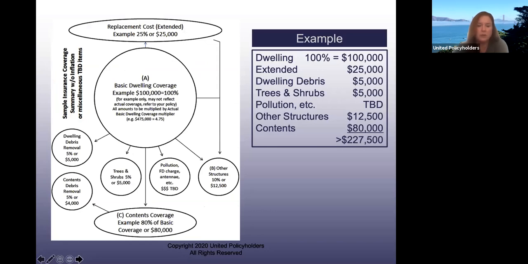This is just a little example of all the different buckets that you have, and we do talk about buckets. It's just sort of an easy way to do it. And there is, I believe, some legislation going on about combining your buckets, but unfortunately, it's probably not going to be retroactive. So for your purposes right now, this would be how it would be. This would be your basic coverage A. This would be your extended replacement cost, other structures, trees, shrubs, debris removal, contents debris, contents coverage. It kind of tells you how to get to it.